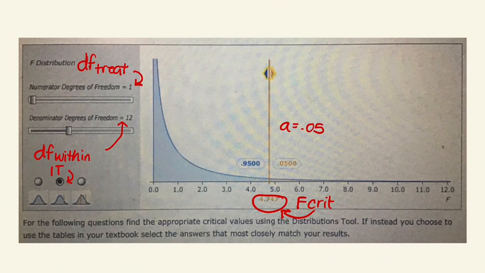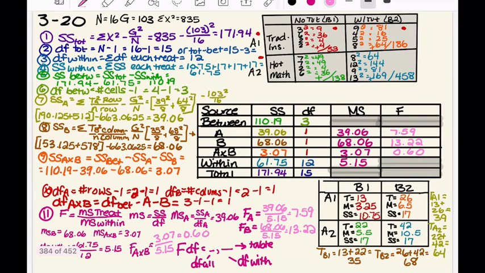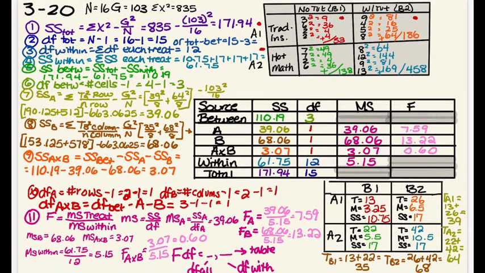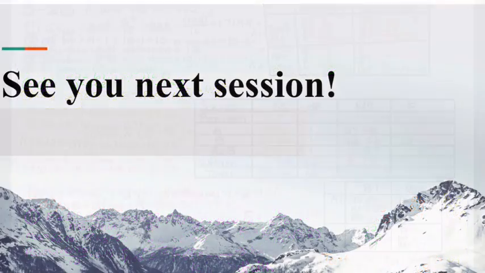Once we set our alpha level at 0.05, we can take a look at our F values and see that they would be significant if they were in the tail and not significant if they're in the body. We can see that our F ratios for both treatment A and B are in the tails, but our F ratio for the interaction is not, so it would not have a significant effect.